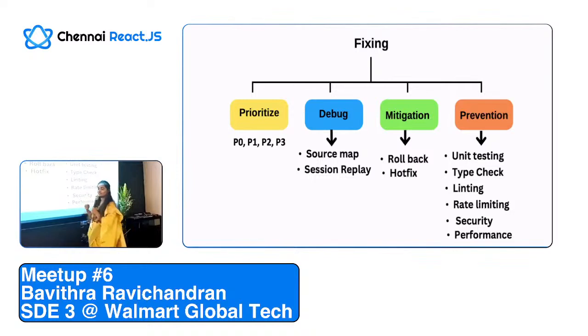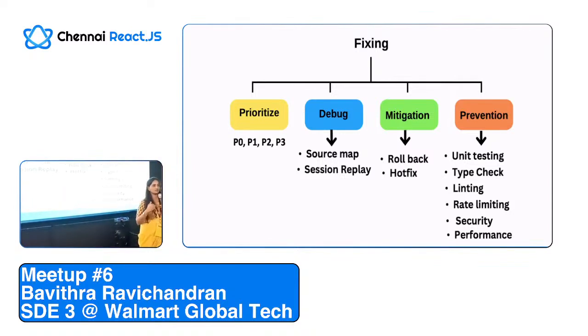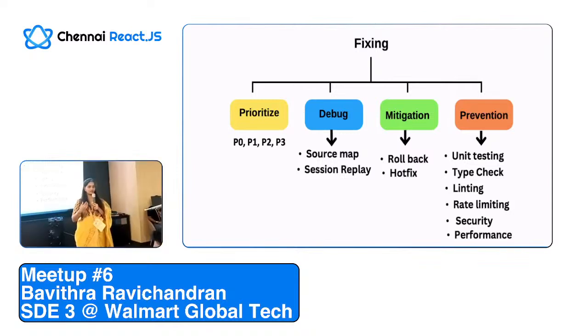And next one is debugging. There is a saying: if you want to be a good developer, you should have good debugging skills, so you have to enhance that skill. Source map is a good tool for that. I don't know whether you have used source maps or not, but it shows where the error has happened, so it's easy for the developer to figure out the flaw.